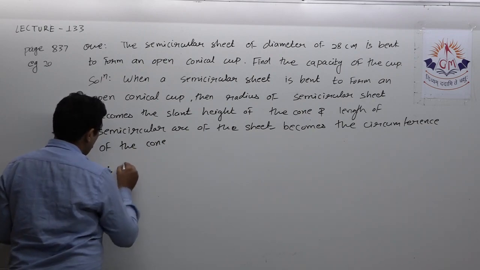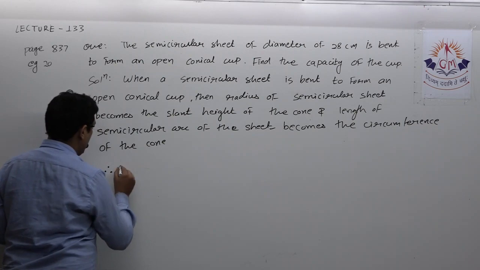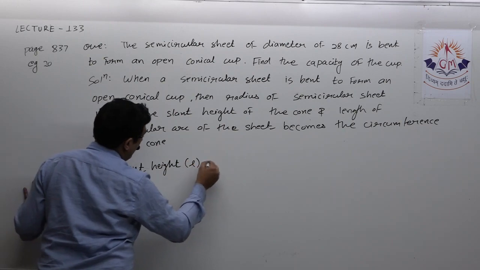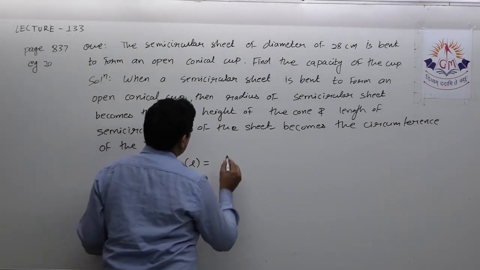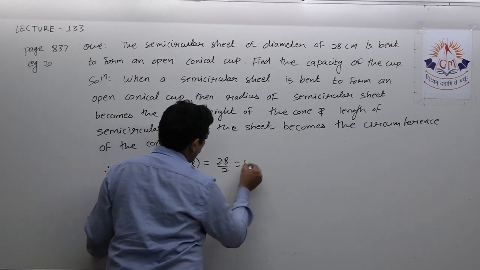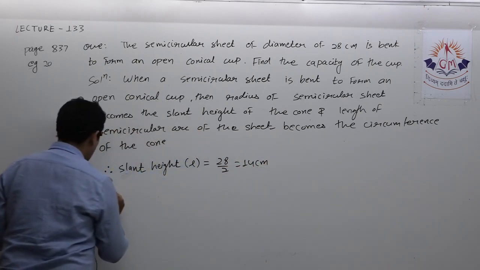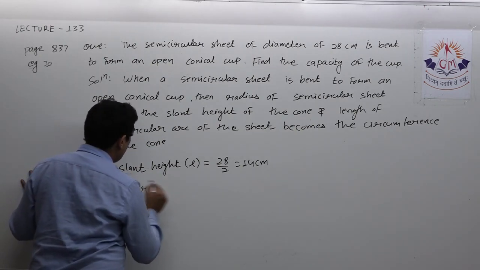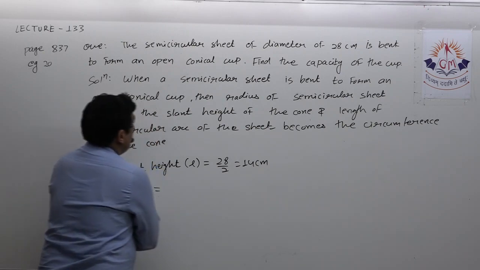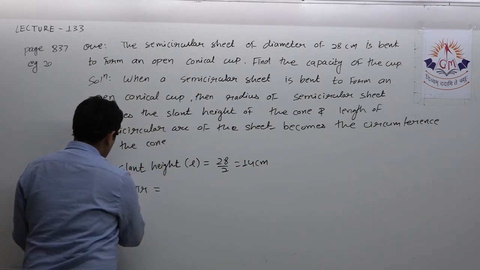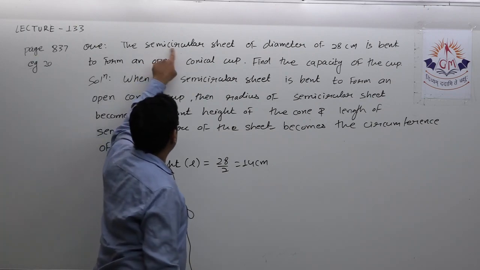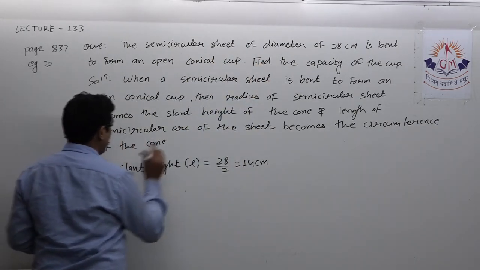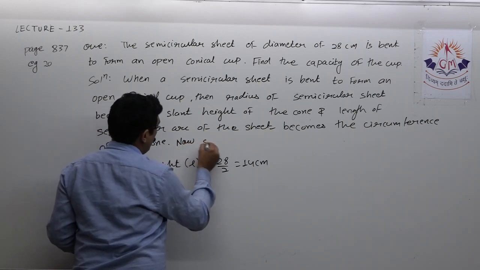Therefore, I can say L is the slant height. Therefore, slant height L is equal to 28 by 2, that is 14 centimeter, and 2 pi r is equal to... see, for the semicircular sheet, if I consider the radius as capital R, so here it is better to write that thing.